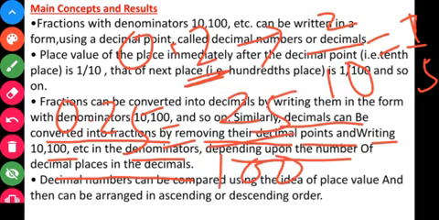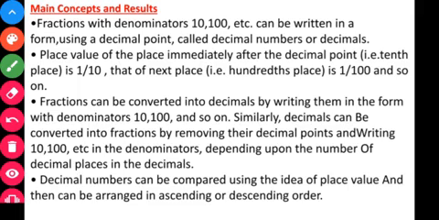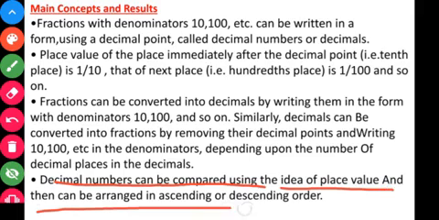Okay. So to convert a decimal into a fraction, first we remove the given decimal point, write the number, and divide by 10, 100, 1000, etc., depending upon the number of decimal places. Okay. Now next, decimal numbers can be compared using the idea of place value, and then can be arranged in ascending or descending order.